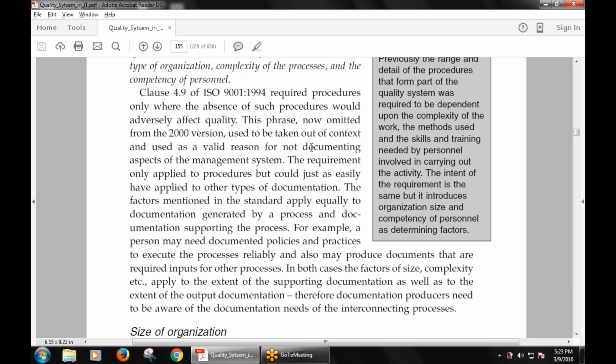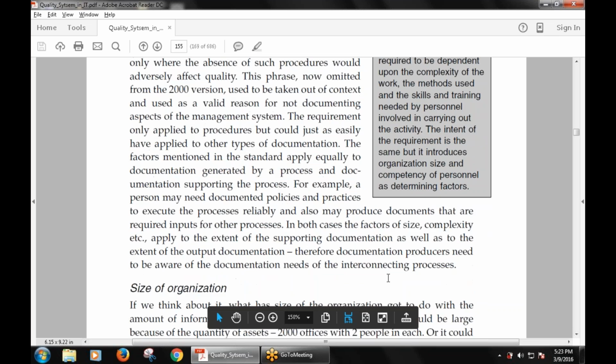So the requirement only applied to the procedures, but could just as easily have applied to other types of documentation. That means what are the various types of documentation that will be required for the documenting part. And the factors that are mentioned in the standard apply equally to the documentation generated by a process and documentation supporting the process. So what are the various methods that are used for supporting the processes? For example, a person may need documented policies and procedures that are used to execute the processes, that is, reliable processes, reliable documents, or what are the various steps used for reliable documents. So they vary in the size and complexity of the supporting documentation.